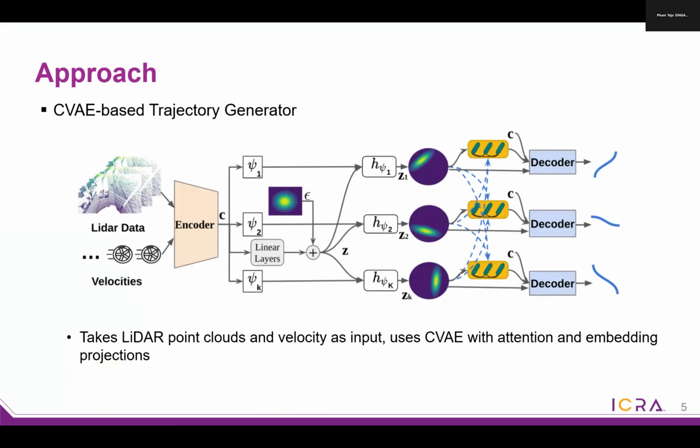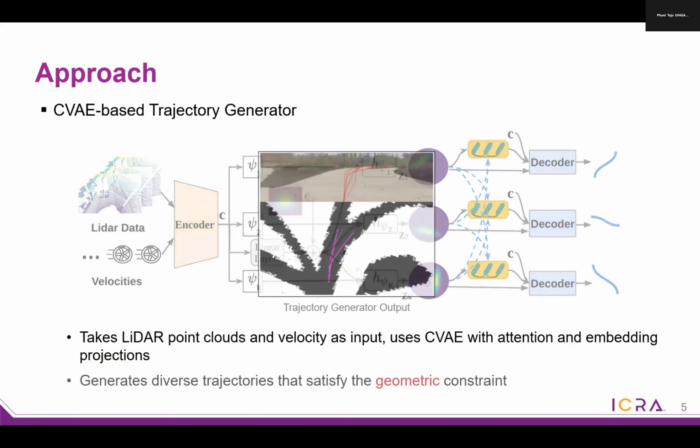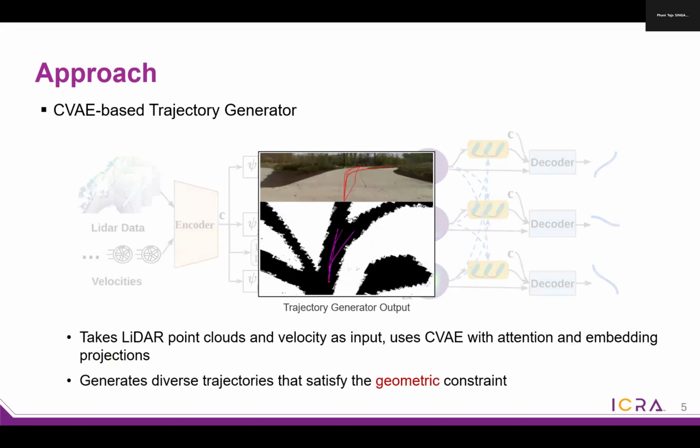In the first stage, our CVAE generates diverse trajectories within 10 meters ahead using LiDAR and robot motion. It ensures that the candidates are safe and cover possible traversable areas without needing map information. So something like this.